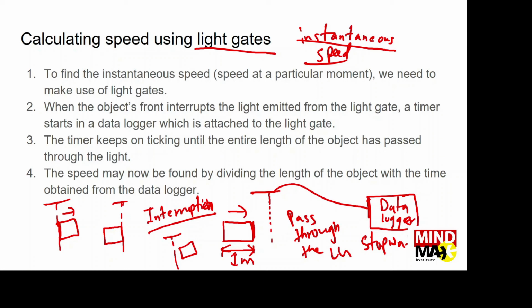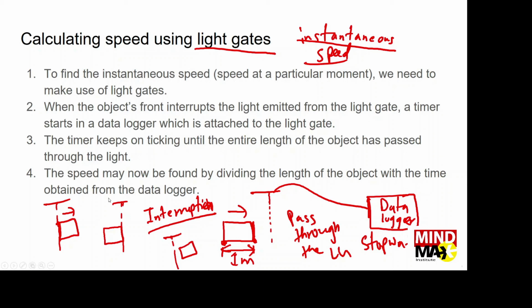And how much distance did the object move while completely passing through the light gate? Its length, from its front until its back. How much time was the interruption for? For as long as the front of the object touched the light gate's light, until the back of the object left the light gate's light. So this is the amount of distance it had to go through for the interruption to completely stop. So the distance moved is actually the length of the object itself.